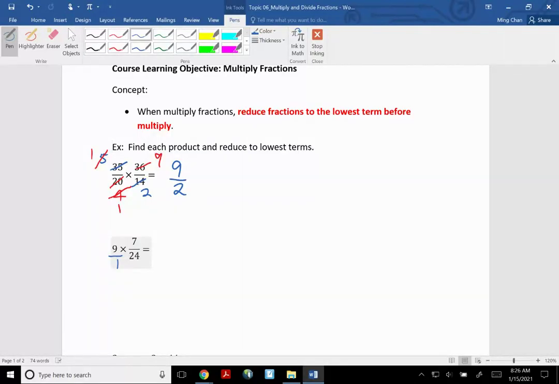As far as finding all the factors of 9, I know 9 is 1 times 9 or 3 times 3. So I know 3 can go into 24. 3 goes into 9 3 times, and 3 goes into 24 8 times. 7 and 8 cannot reduce, 3 and 8 cannot reduce, so now I just multiply side by side. 3 times 7, 21 on the top, over 1 times 8, 8 in the bottom.